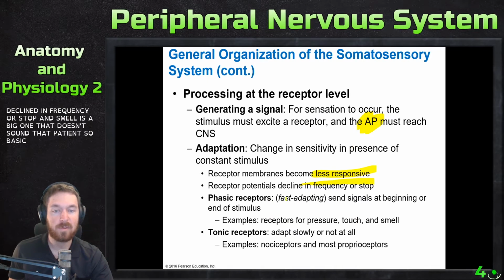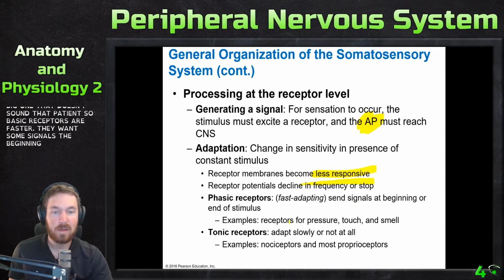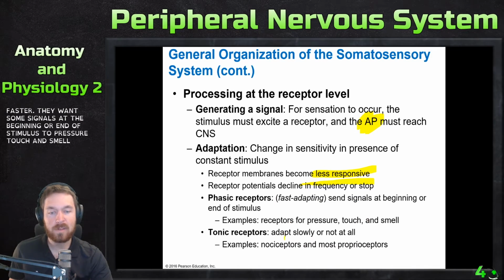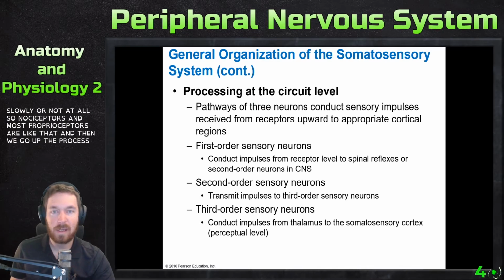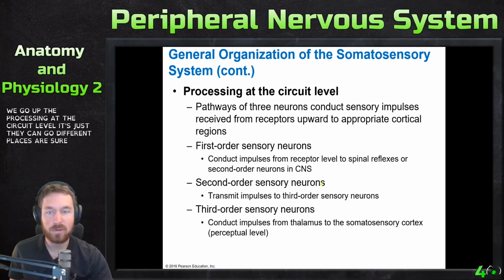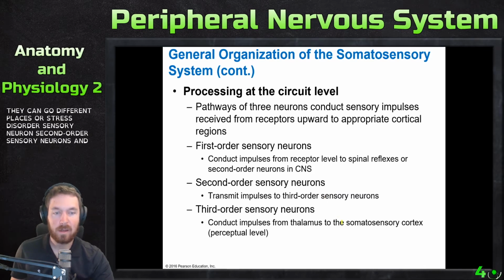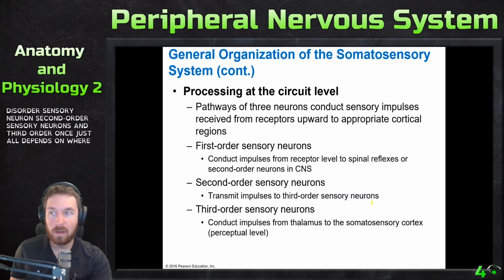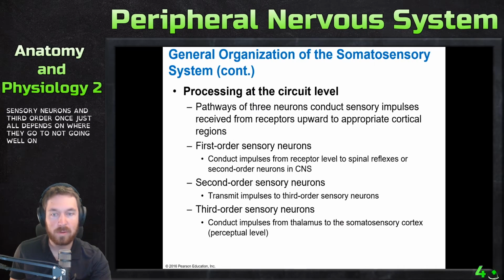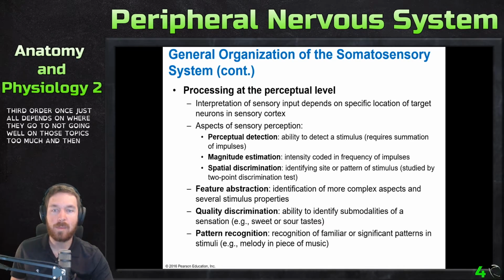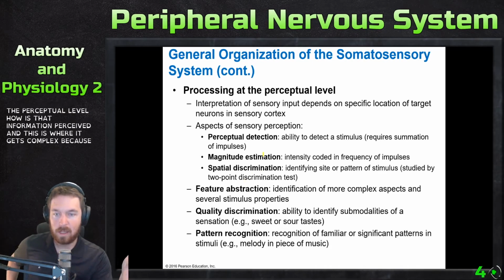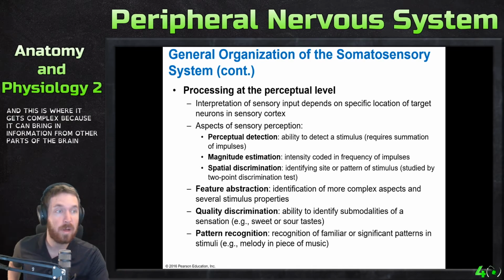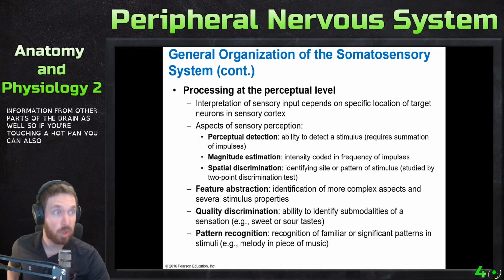So phasic receptors are fast adapting ones, signaling at the beginning or end of a stimulus, so pressure, touch, and smell. Tonic receptors adapt slowly or not at all, so nociceptors and most proprioceptors are like that. And then you go up to the processing at the circuit level. It's just they can go different places. There's first order sensory neurons, second order sensory neurons, and third order ones. It just all depends on where they go to. Not going to dwell on those topics too much. And then at the perceptual level, how is that information perceived? And this is where it gets complex because it can bring in information from other parts of the brain as well. So if you're touching a hot pan, you can also be looking at that hot pan.